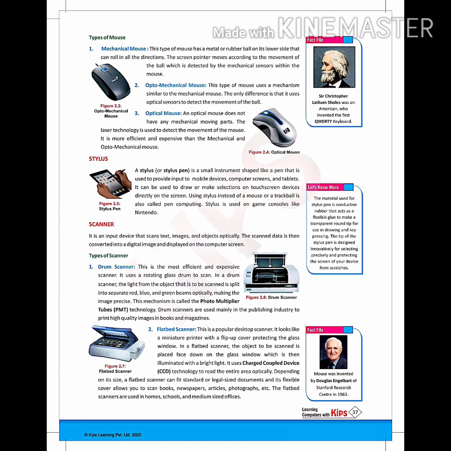Flatbed scanner is a popular desktop scanner. It looks like a miniature printer with a flip-up cover protecting the glass window. In a flatbed scanner, the object to be scanned is placed face down on the glass window, which is then illuminated with a bright light. It uses CCD technology, that means charge coupled device technology, to read the entire area optically. The third one is the handheld scanner. This is a small manual device which is dragged over the surface of the image to be scanned. These scanners are operated by hand. It is difficult to operate these scanners as they need a steady hand to scan objects in order to avoid distorted images.